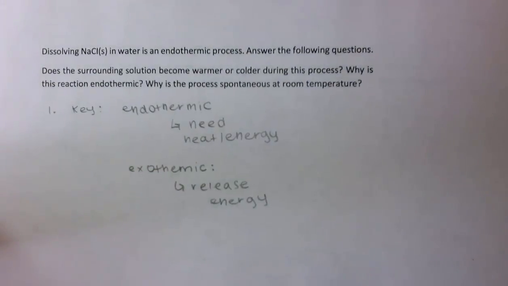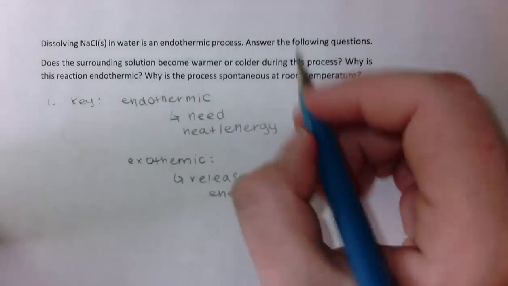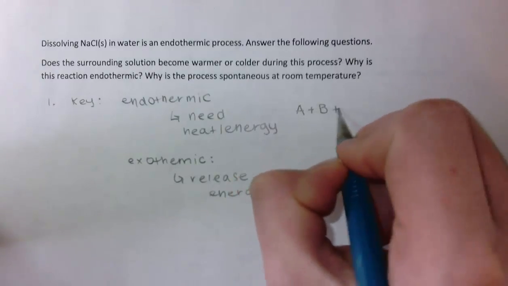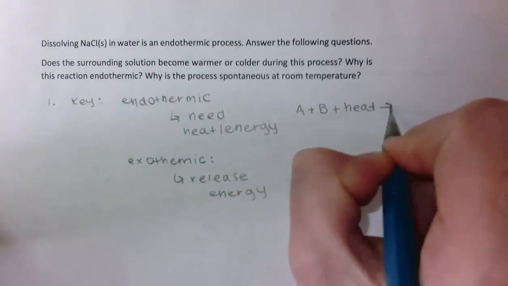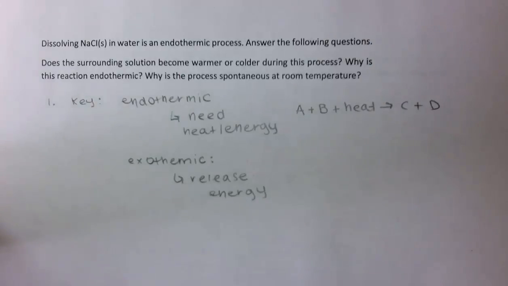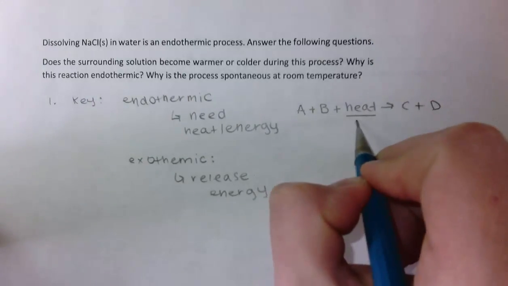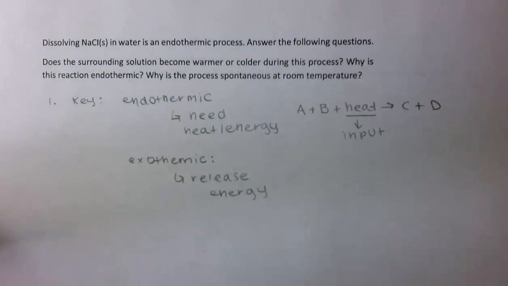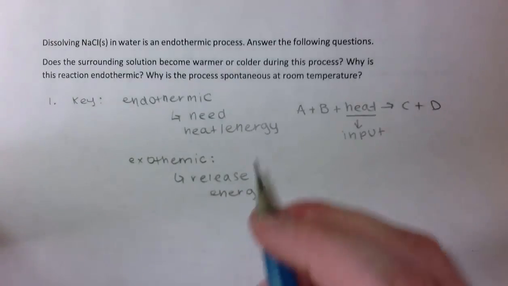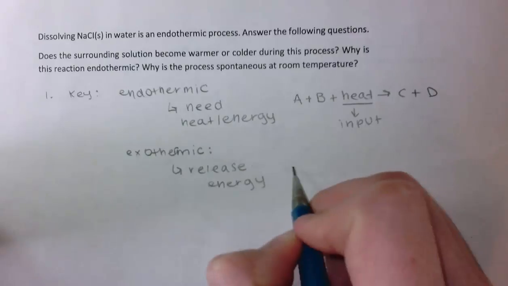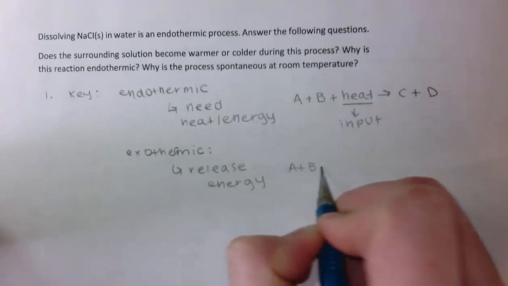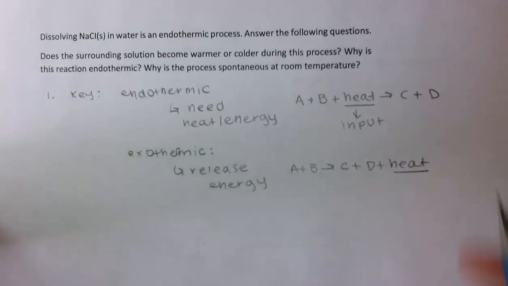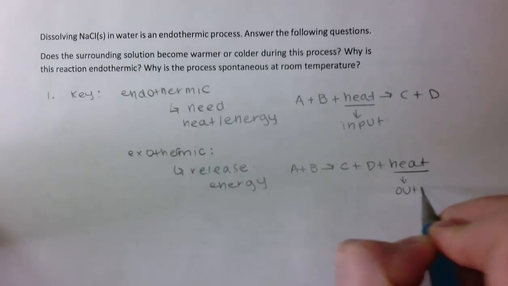And a lot of the times that's why these reactions are written in certain ways. So for example, for an endothermic reaction, we may have A plus B plus heat goes to C plus D. And the reason it's written like this is because heat is an input. That's what drives our reaction. And for the exothermic case, we have A plus B goes to C plus D plus heat, for example. And this heat actually becomes an output now.